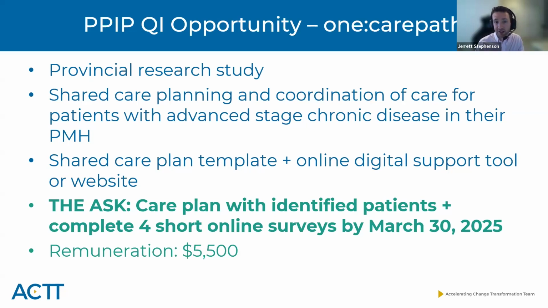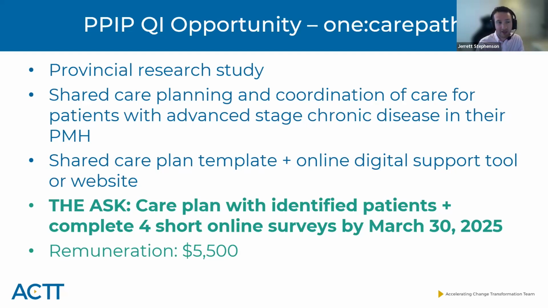The conditions here include advanced COPD, heart failure, cirrhosis, kidney disease, or any stage 3 or 4 solid organ cancer. There's a team of analysts that will provide a grouping of the people who are eligible, and then you sit down, go through the care plans with them, work on care planning, and then answer some surveys. There are 4 short surveys associated with it, and there is compensation for participation, up to $5,500, and they are due approximately 13 months from now.